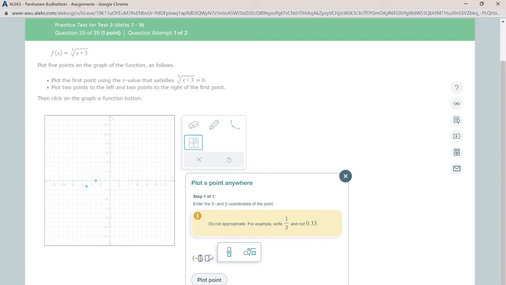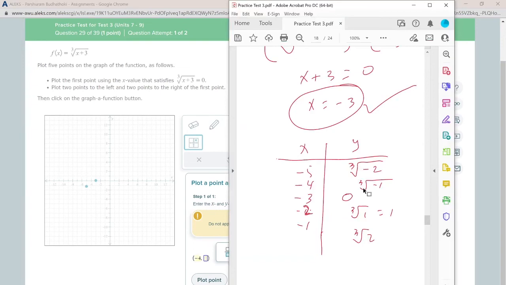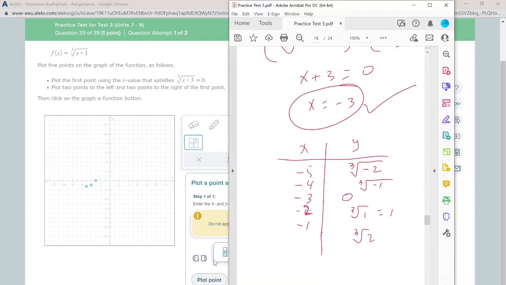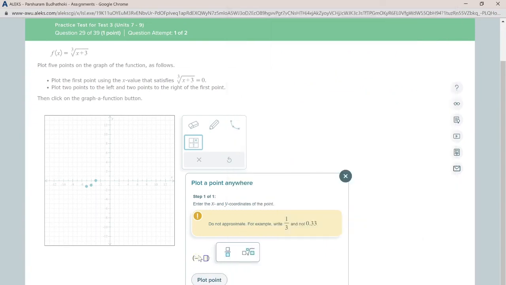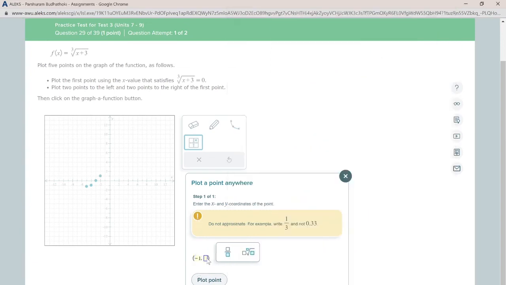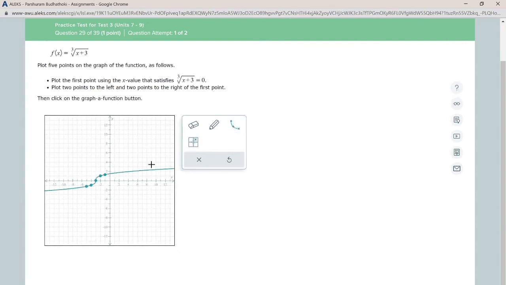When x is -4, the value of y is cube root of -1. When x is -2, the value is +1. When x is finally -1, the value is cube root of +2. So these are the 5 points we plotted. Now we just have to choose the graph and then it will take the shape.